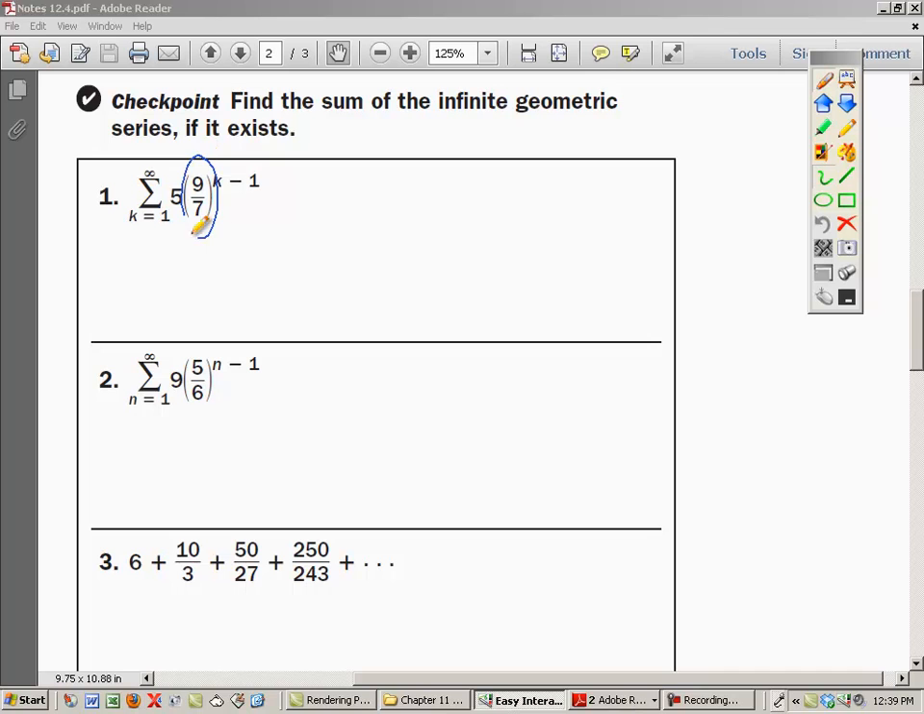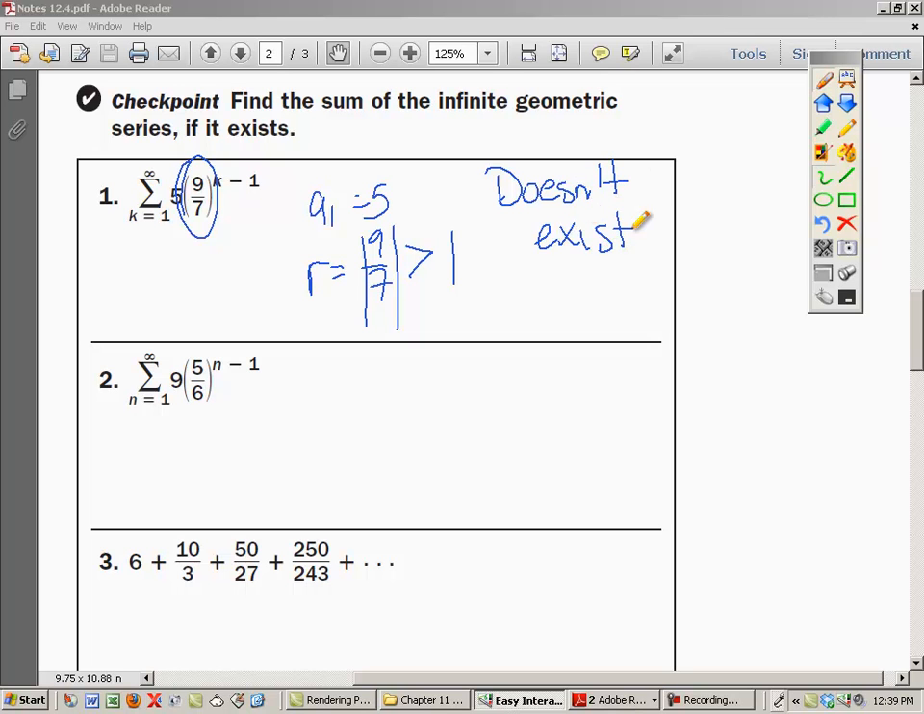All right, taking a look here, a sub 1 is equal to 5, but that's irrelevant because the common ratio is 9/7, which is greater than 1. The absolute value is greater than 1, so the sum doesn't exist. We cannot quantify it within this set of numbers.